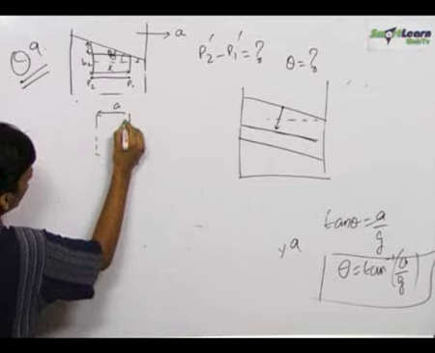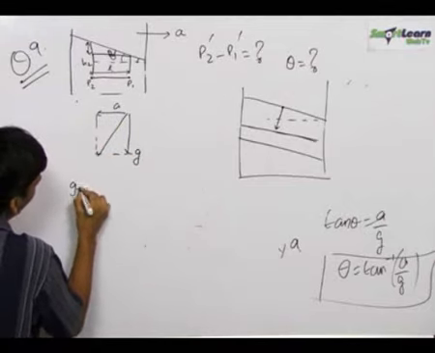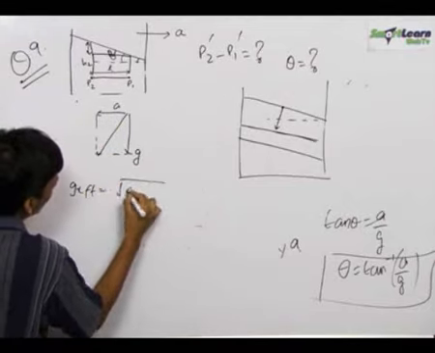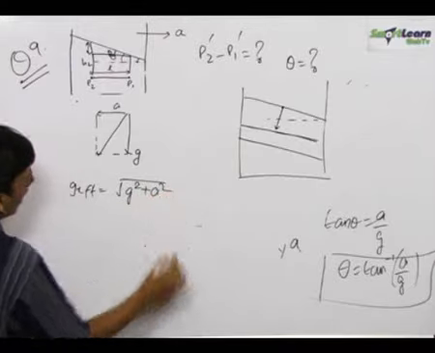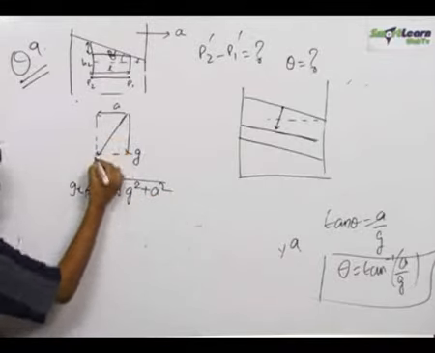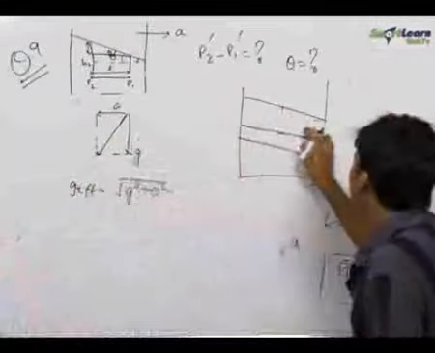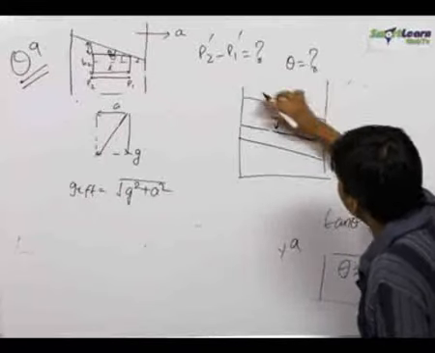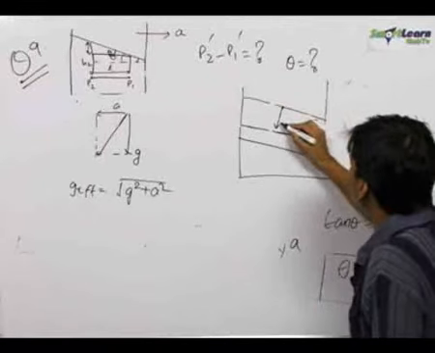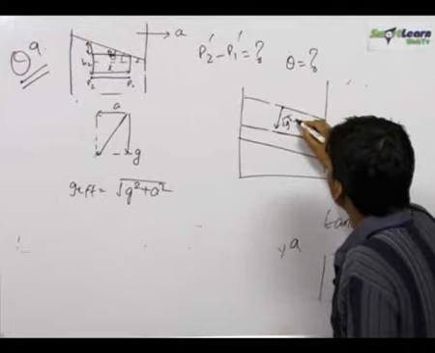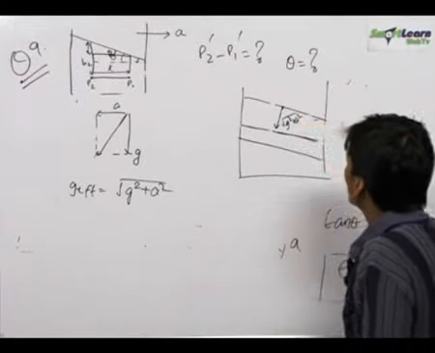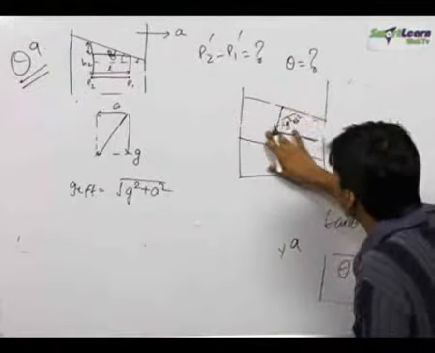So, we always find out g effective. G effective was equal to root over g square plus a square, and its direction is found out in this fashion. So, the g effective came out in a direction perpendicular to the surface, and its value is equal to root over g square plus a square. So, we can now apply the old formulas like this.